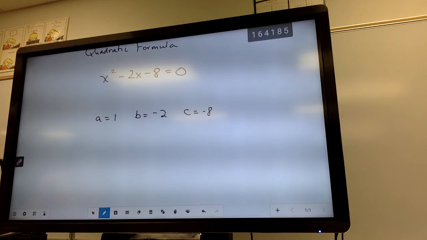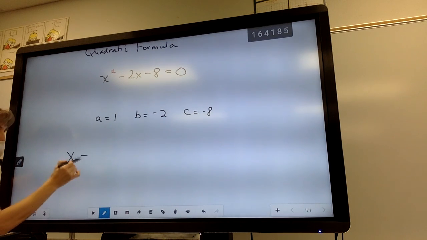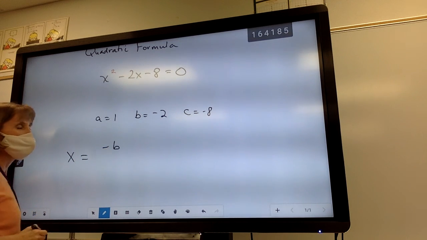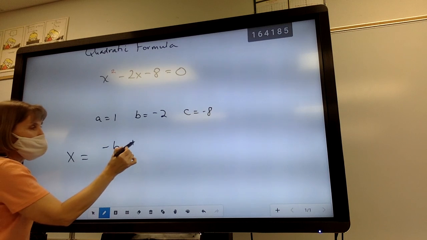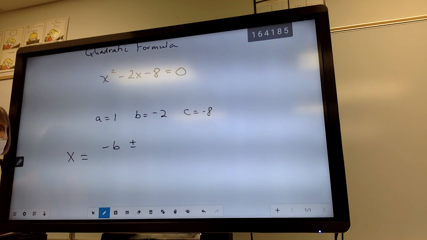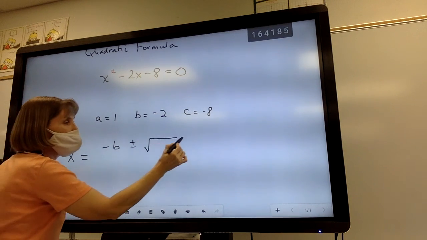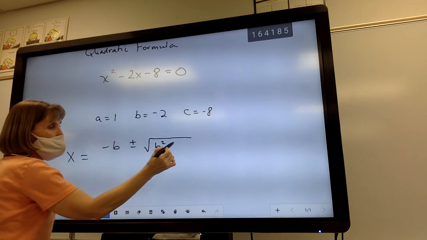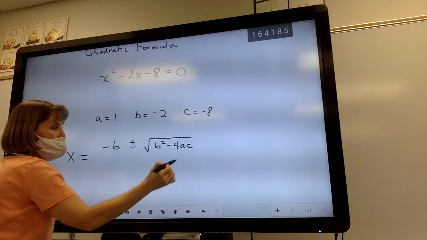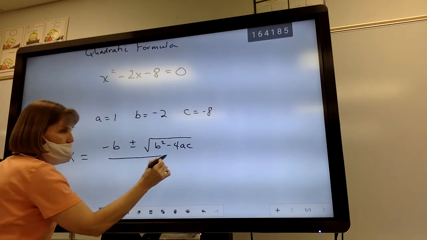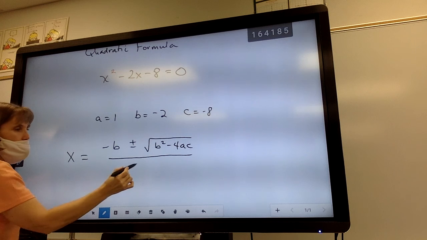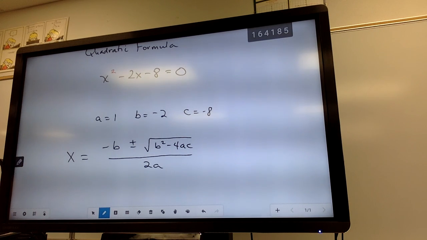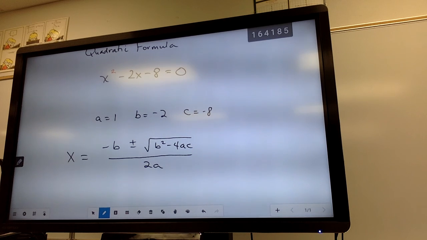What the quadratic formula says is x, or our solutions, are going to equal the opposite of b plus or minus the square root of b squared minus 4 times a times c, all divided by 2 times a. That's called the quadratic formula.